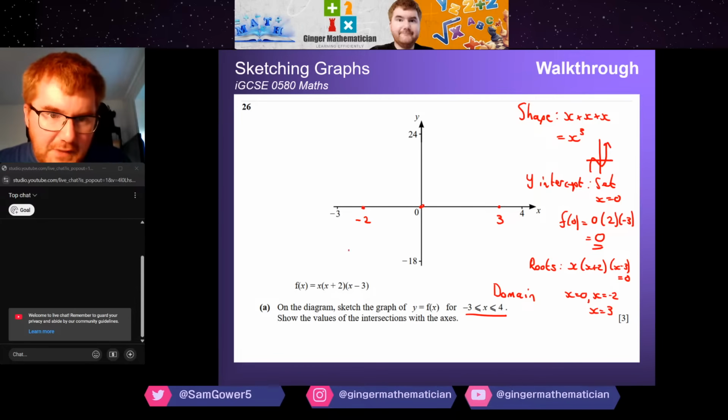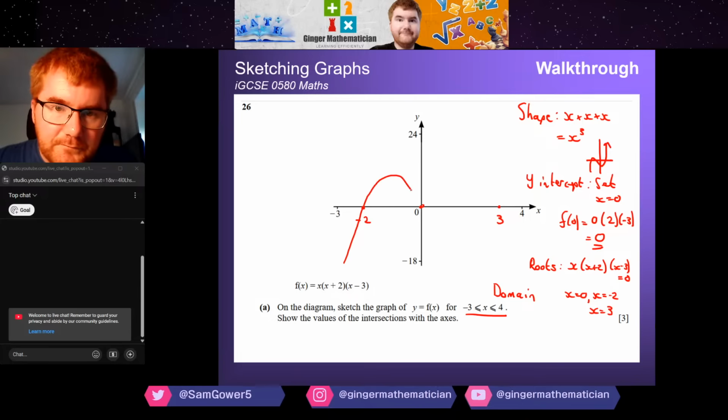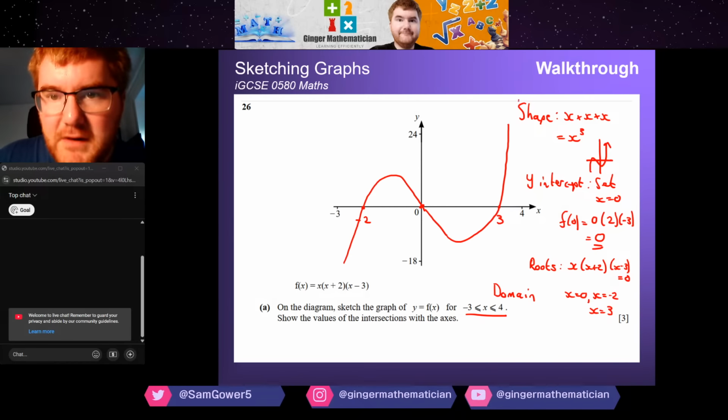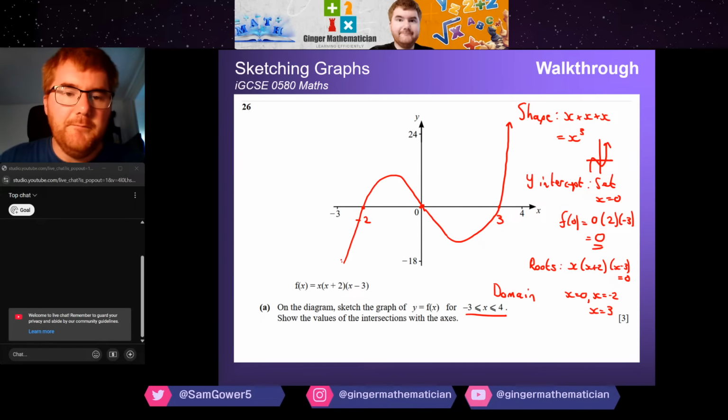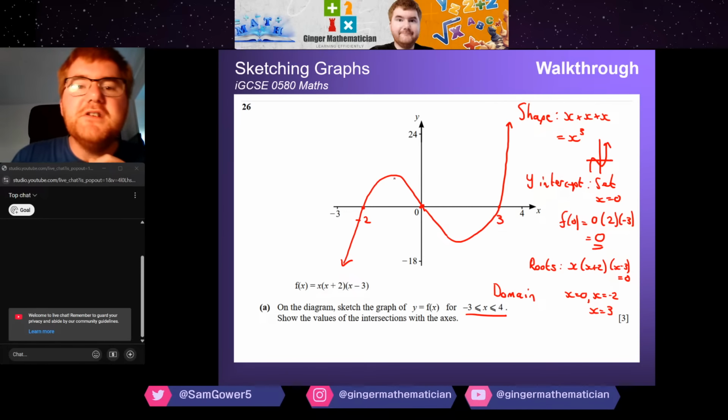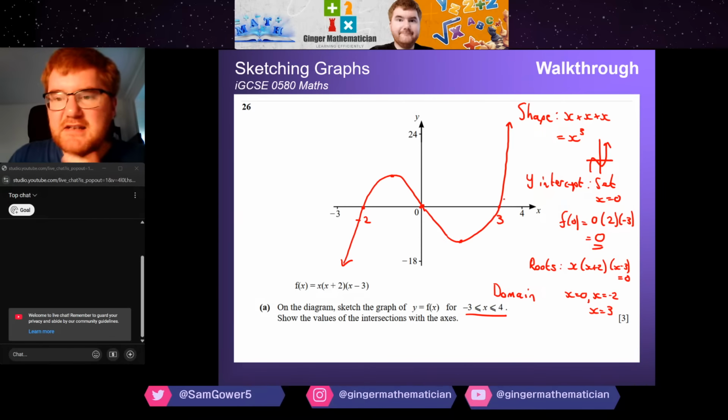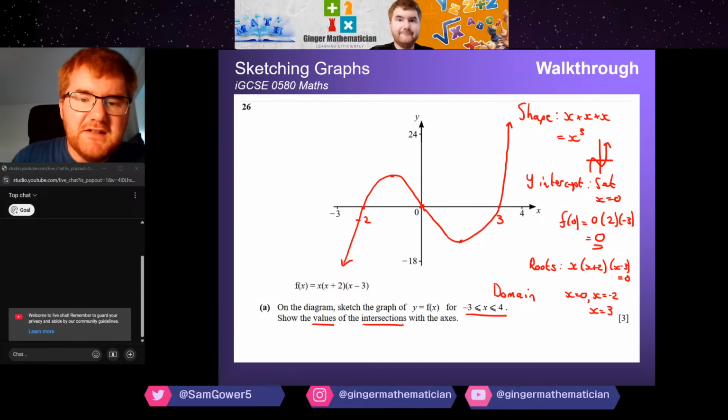So we go up through the function. Now notice we always cross the axes. We don't just touch there. And there's a reason for that, which I'll talk about in one of my A-level videos. And then we go up like this. So we've got our sketch here. If we wanted to, we could try and work out these maximum points. But for this question here, it's only a 3-mark question. They certainly will give you more marks to work with if they wanted those points. Notice that it's very clearly in the question here, show the values of the intersections with the axes.